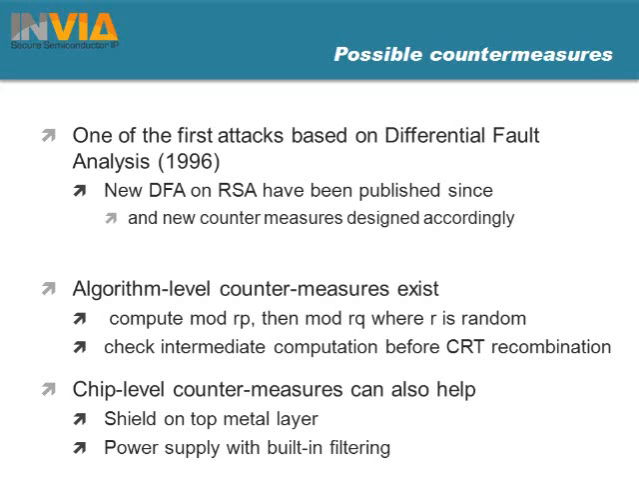There are some countermeasures. So at the algorithm level, same idea as the blinding, that is add randomness to the private key and public key, and also check any calculation before you release them. So in order to avoid faulty results, you check the calculation, and if it's not the right calculation, if you're not able to get back to the ciphertext from the plaintext, then you don't release that on the bus. There are also chip-level countermeasures. A shield on the top metal layer will prevent the laser attack, and a power supply with built-in filtering and also a glitch detector would help a lot.